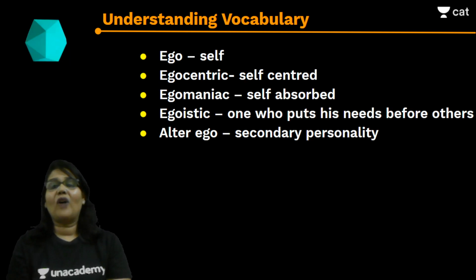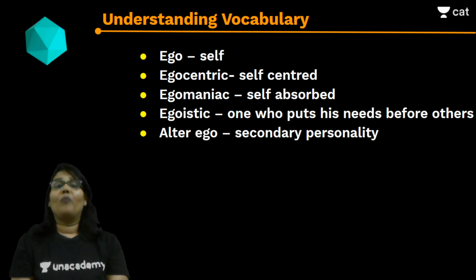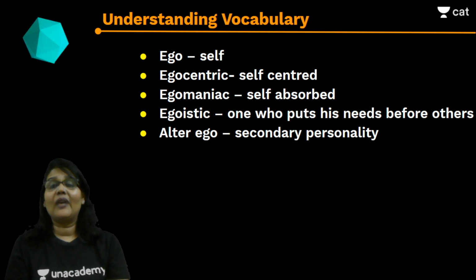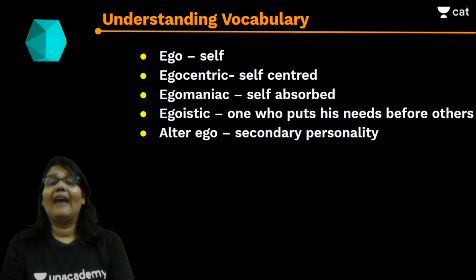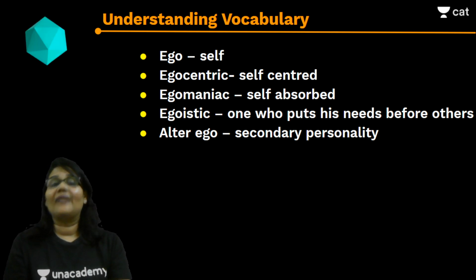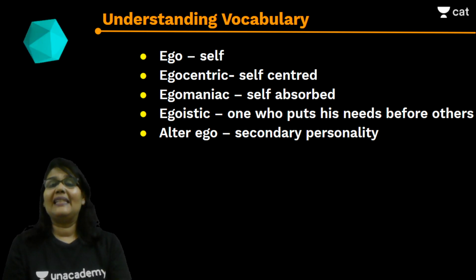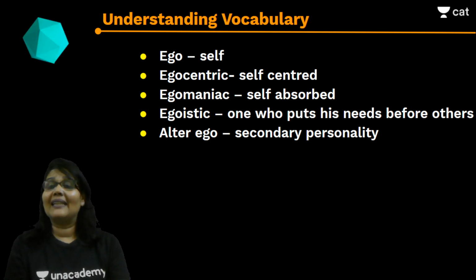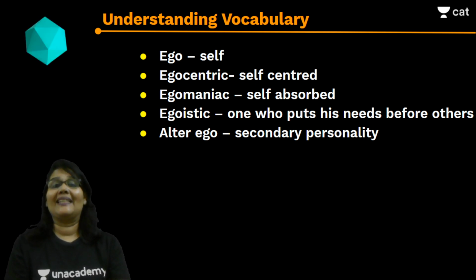This is very commonly used. I am sure most of you know what it is. Ego is self. Ego means self. Okay? Now, we have the word egocentric. Egocentric means self-centered, selfish. So, an egocentric person cannot think of anybody else other than himself. Right? That is a self-centered or a selfish person.